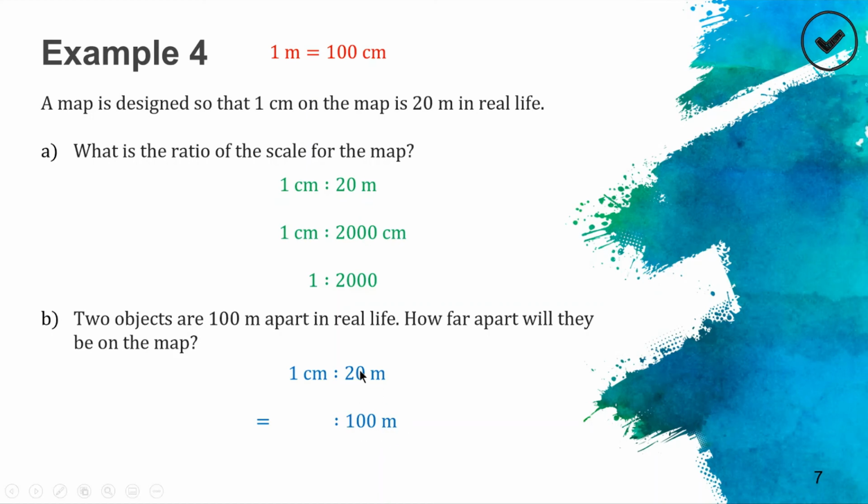Well, we can think about this as 20 meters into 100 meters. That goes 5 times, yeah? 100 meters is 5 lots of 20. So to figure out the left-hand side, the part on the map, we just need to multiply the 1 by 5 and get 5 centimeters. So if we have a ratio of 1 centimeter to 20 meters, and that was scaled up to become 100 meters, the part on the map would need to be 5 centimeters, because this ratio is being multiplied by 5 to get this ratio.